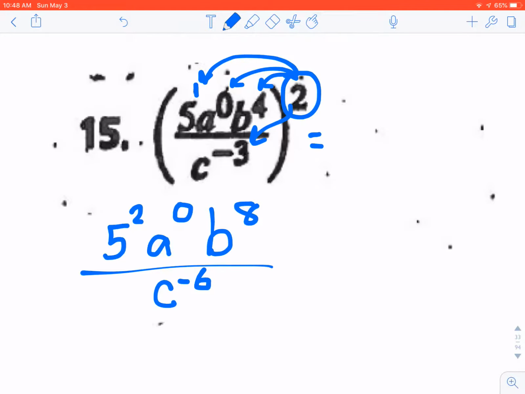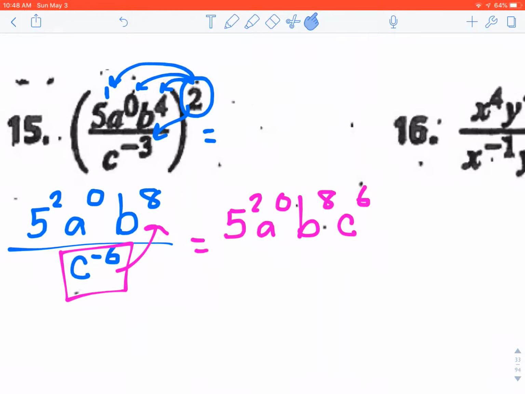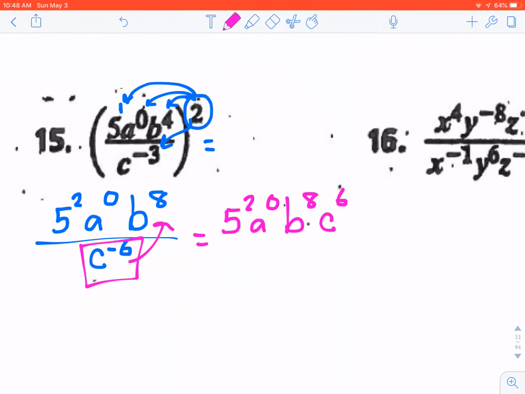Okay, once your parentheses are gone, remember step 2, we're going to move any negative exponents to the opposite side. So 5 to the 2nd, a to the 0, b to the 8th, c to the positive 6th. Okay, once you get to this step, where it's looking better, but now you want to say, well, what can we simplify at this point? Okay, are any of the bases repeating?